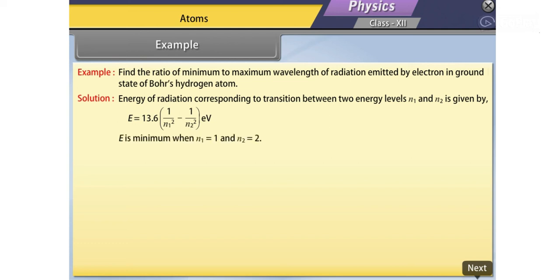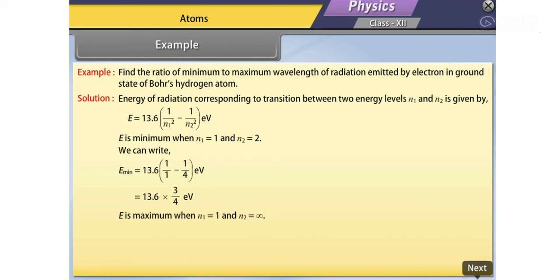13.6 multiplied by 1 upon n1 square minus 1 upon n2 square electron volt. E is minimum when n1 is equal to 1 and n2 is equal to 2. E minimum is equal to 13.6 into 3 upon 4 electron volt. E is maximum when n1 is equal to 1 and n2 is infinity. E maximum is equal to 13.6 electron volt.